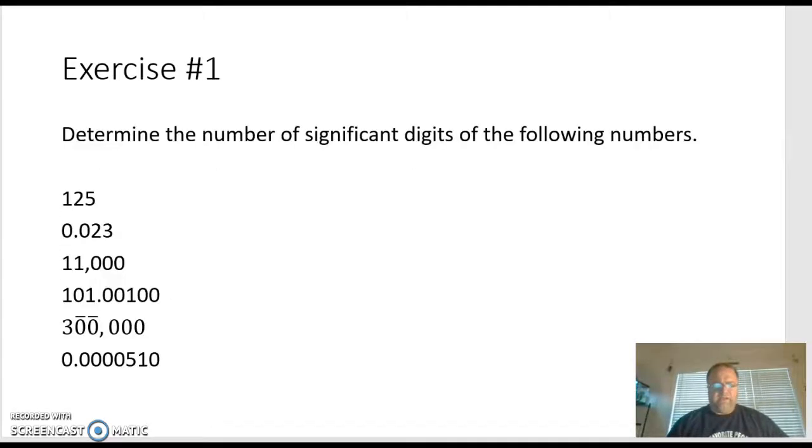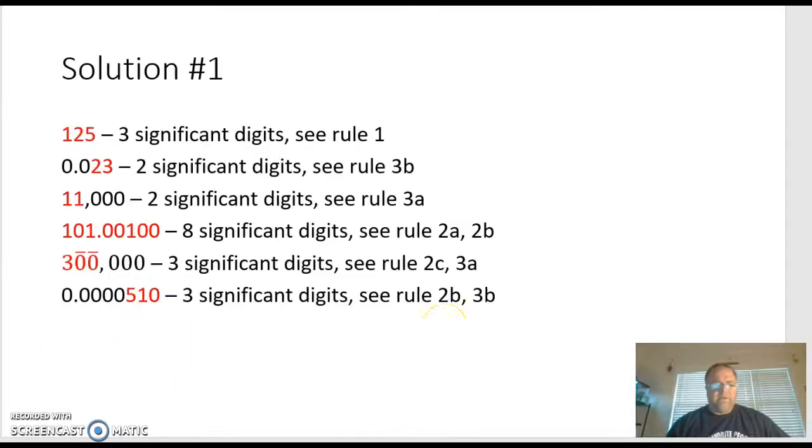You can look at page 91, and there's a few there you can try on your own, and I also put some on here. So go ahead and try this. Determine the number of significant digits of the following numbers. Try that out and see how you do. Pause it, and when you're done, unpause it. So here's the solutions. I put all the significant digits in red, and I used the rules that showed which ones were significant and which ones weren't.